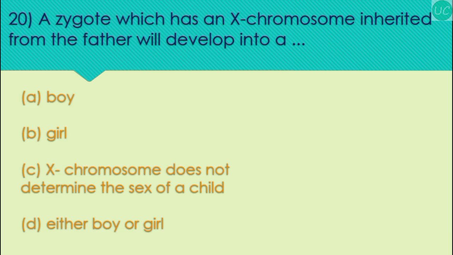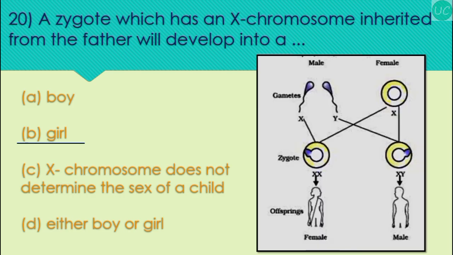Okay, our next question is, a zygote which has an X chromosome inherited from the father will develop into a. So as we have seen earlier, it will develop into a girl child. So as we have seen that the father gives X chromosome and Y chromosome, and mother gives only one type of chromosome, that is X chromosome. So if the zygote receives X from the father and X from the mother, so the child would be a female child or a girl child. So option number B over here is correct.